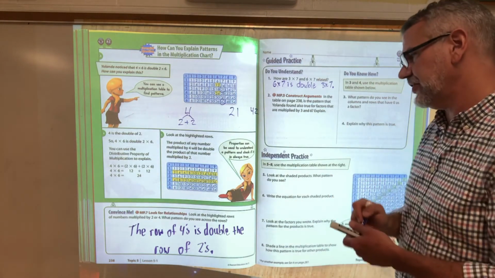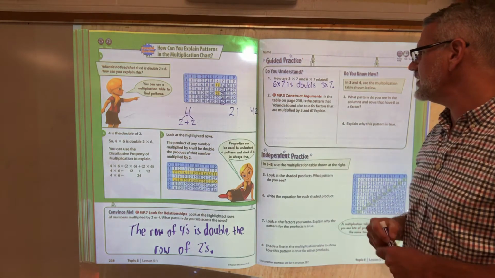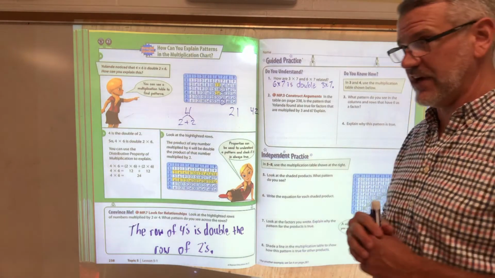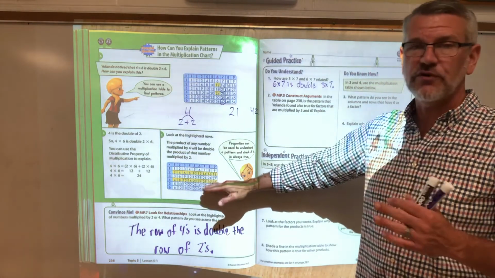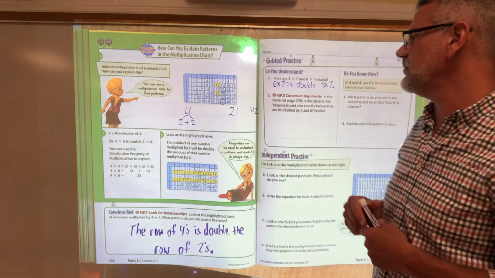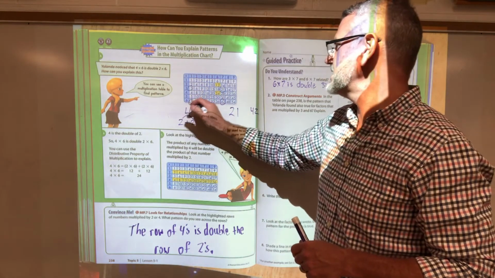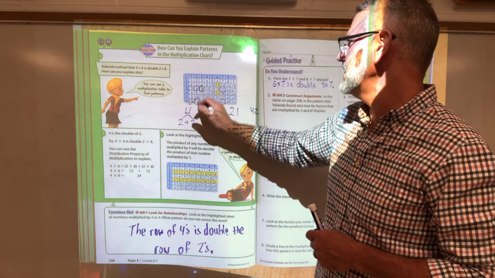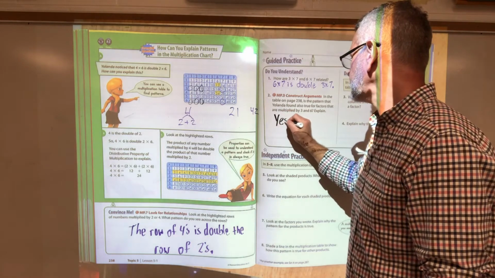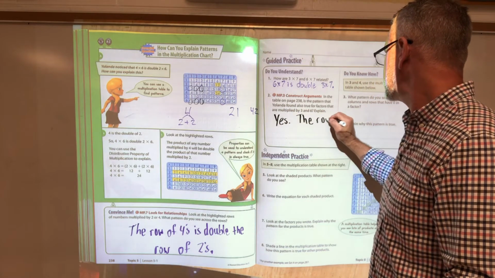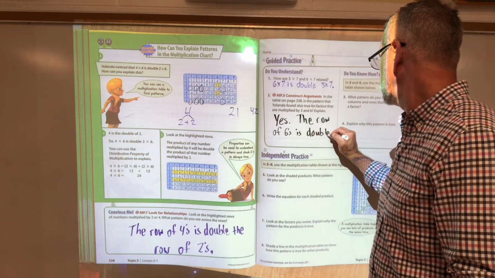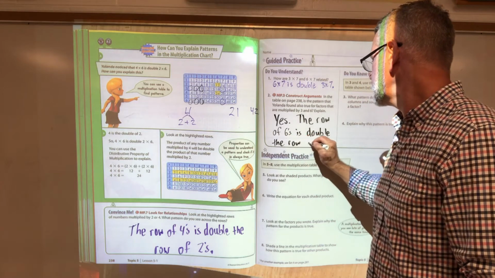In the table on page 238, is the pattern that Yolanda found also true for factors that are multiples of 3 and 6? Now, Yolanda's pattern she found is that the row of 4s is double the row of 2s. And what I just told you is that the row of 6s is double the row of 3s. We got 3 and 6. We got 6, and double that is 12. 9, double that is 18. So is the same pattern true? Yes. The row of 6s is double the row of 3s.